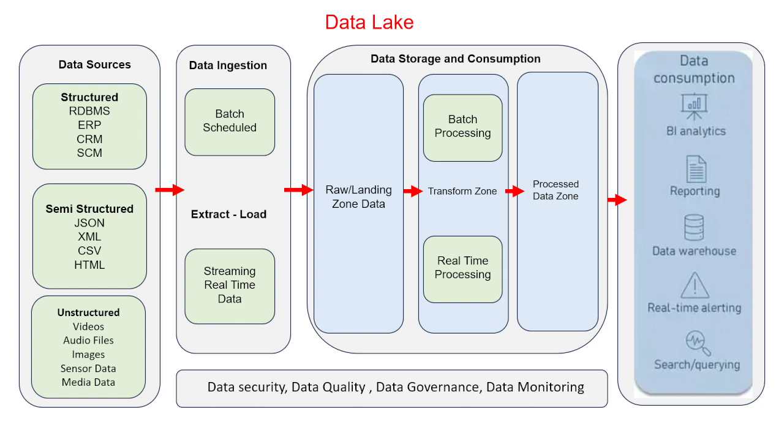Then you have customer relationship management like Siebel and Salesforce, and supply chain management like Oracle apps and SAP. So this structured data you have to store. Then you have semi-structured data like JSON, XML, CSV, HTML. These are semi-structured data where the structure is not exactly defined, but it has some structure. So that's why we call it semi-structured data.